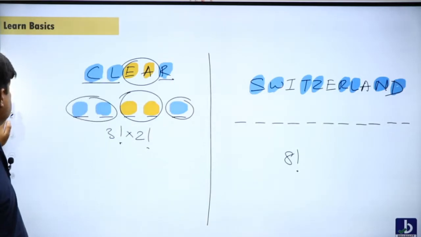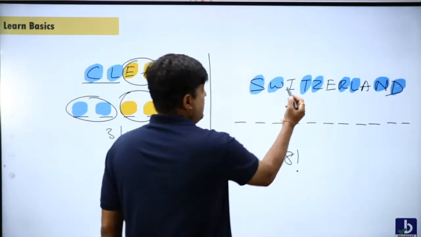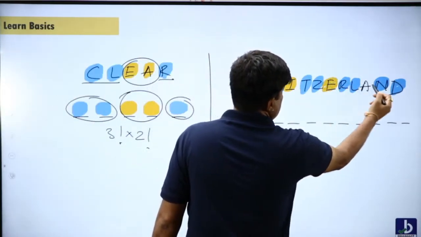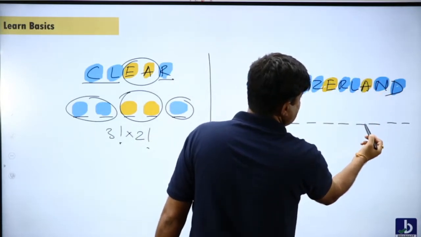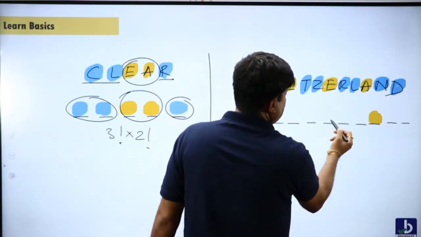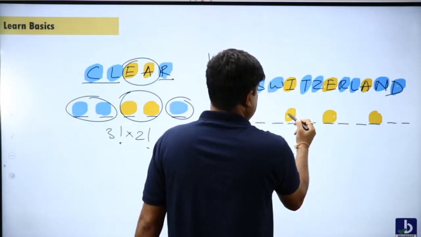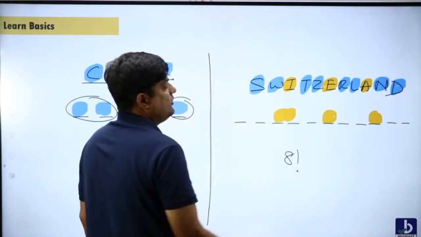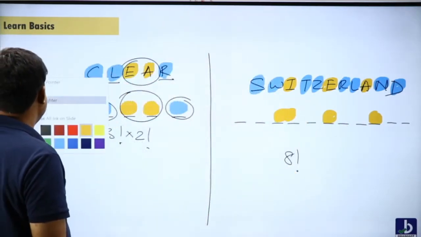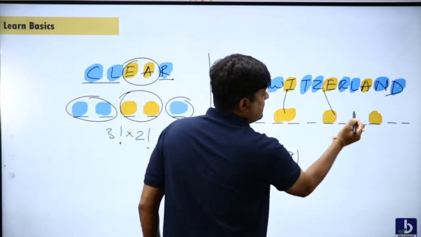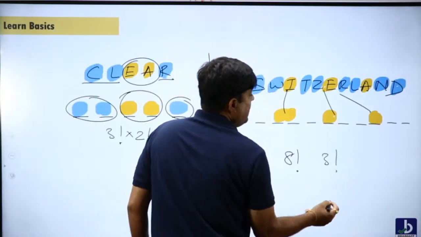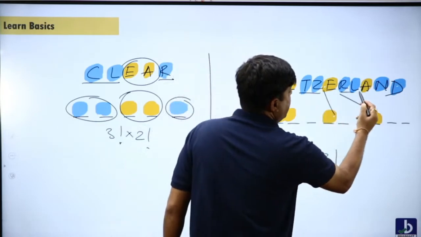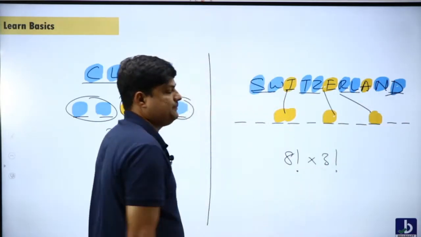And according to us, how many vowels are there? 3. These 3 should sit in their places only. Here A, here E, and here I. So 3 people, 3 places, that is 3 factorial, and the remaining 8 people have 8 places. We call it 8 factorial.